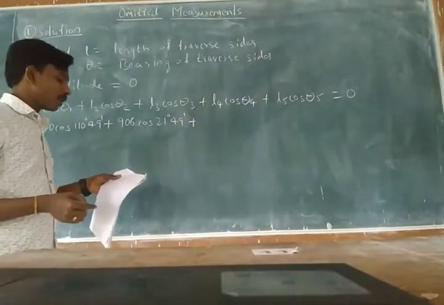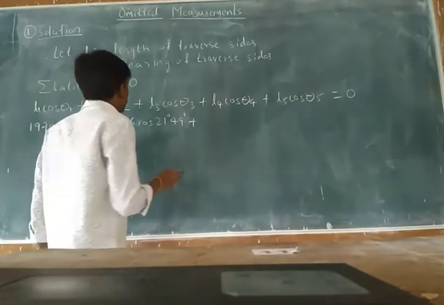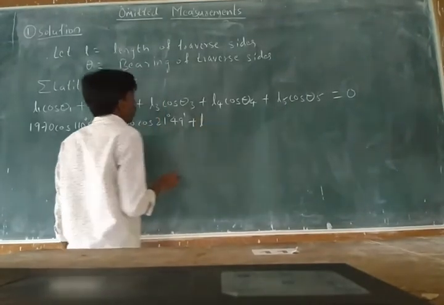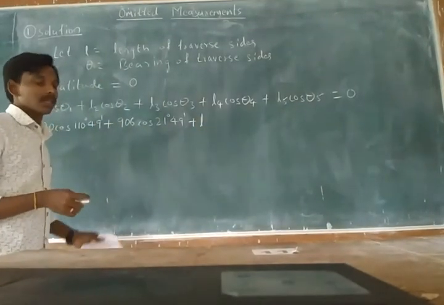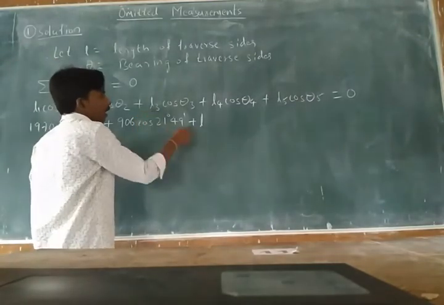Here you can observe in the question, for the CD line they have not given the length, so just substitute L3 as L. Just substitute L3 as L.